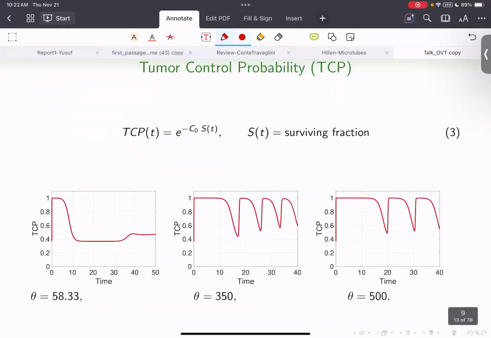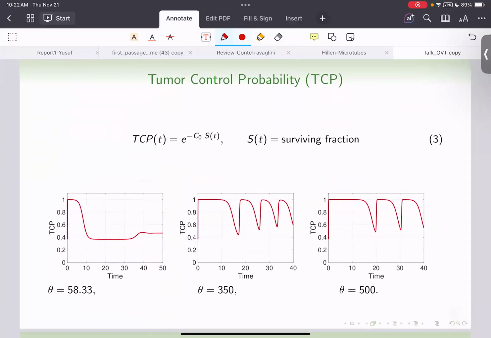So probability of cure means you want to be close to 1. You see here we get close to 1 at the beginning. Here we get close to 1 between the oscillations, and here as well if theta is higher. So this is where we like to be. And I consider this case here a transient case. It goes down and then it settles at about 40% here, whereas in the oscillatory case, we get close to 1 every time we come back. And this is where we would like to be for treatment success.